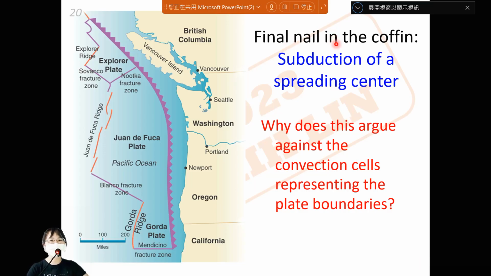Final nail in the coffin: subduction of a spreading center. This is a very famous place in plate tectonic study. Vancouver is here. Here it is a subduction zone. This is the North American plate. This is the Juan de Fuca plate. It is a smaller plate next to the larger Pacific plate. This is the ocean ridge. The ocean ridge is actually being subducted.